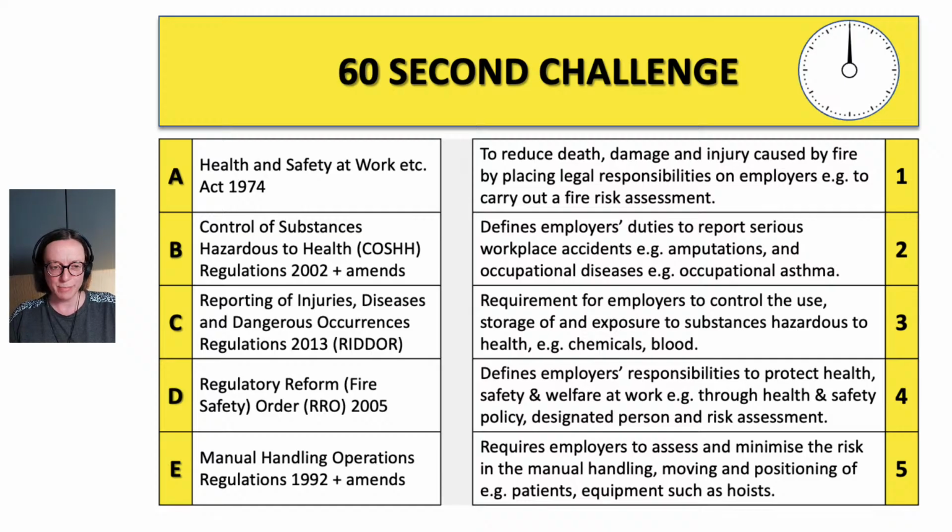Okay, so Naeem was super quick and said C2. So the Reporting of Injuries, Diseases and Dangerous Occurrences Regulations 2013, which we know by the acronym RIDDOR, is number 2. It defines employers' duties to report serious workplace accidents, for example, amputations, and occupational diseases, for example, occupational asthma. Absolutely agree.